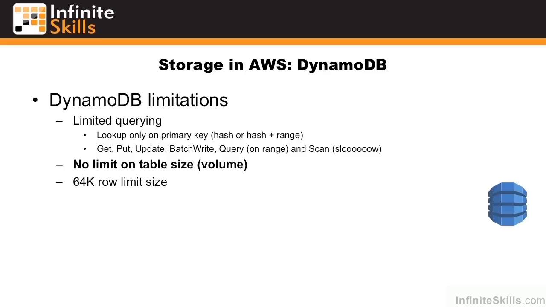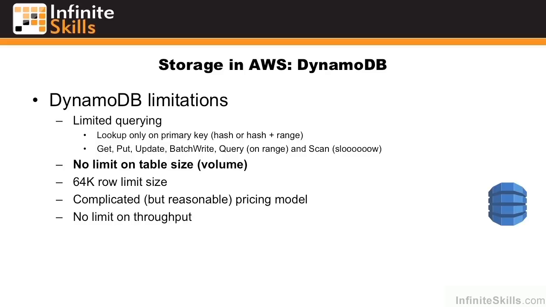It has a 64K row limit size, and it also has probably one of the most complicated but reasonable pricing models inside of AWS. There's no limit on throughput, and it's provisioned by the user. You obviously pay for higher limits.